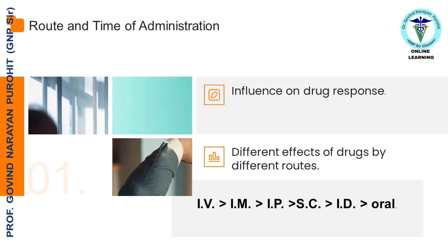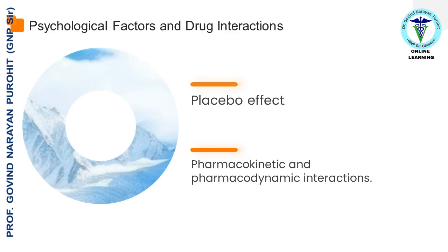The time of drug administration may influence the response. The route of administration also determines the speed and intensity of drug response. As shown, the intravenous route has the fastest response, followed by intramuscular, intraperitoneal, subcutaneous and oral routes. The efficacy of a drug can be affected by patients' beliefs, attitudes and expectations. Placebo, a Latin word meaning 'I shall please', is an inert substance that is given in place of a medicine. It works psychologically rather than pharmacologically.